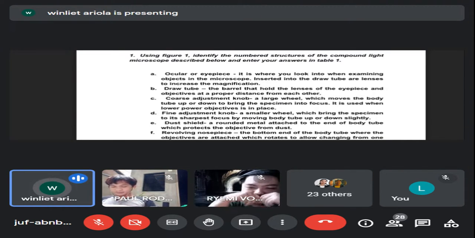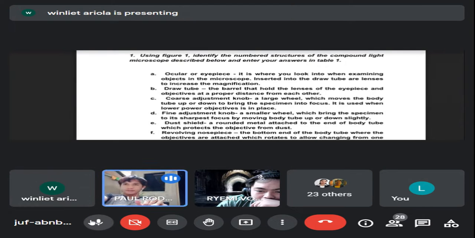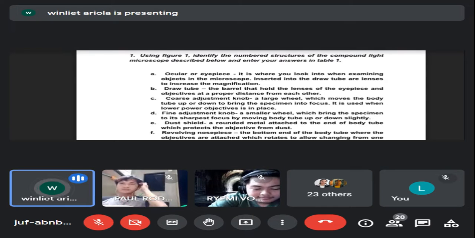So it is inserted into the draw tube. So draw tube, ito yung mahaba, ano? Yung sa taas is ang ocular lens, and then its body is what we call the draw tube. And then sa draw tube, naka-attach yung ating revolving nose piece. Yung revolving nose piece, ito yung iniikot natin to change the objectives from scanner to LPO to HPO. Okay, am I going too fast? Okay lang po, ma'am.